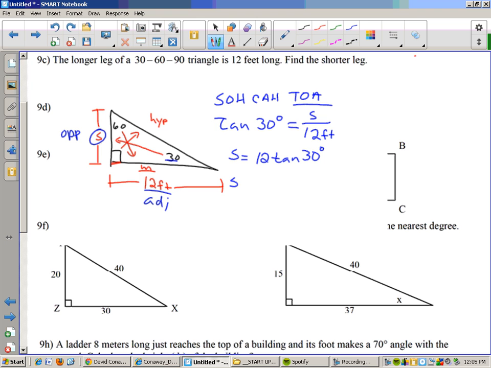Somebody put that in your calculator. Tell me what you get. 4 roots of 3. And what is that going to be approximately? Around 5 point something maybe? 6.9? Okay, 6.9 feet. Don't forget feet along there. Okay. Looks good to me. I'm going to erase this.